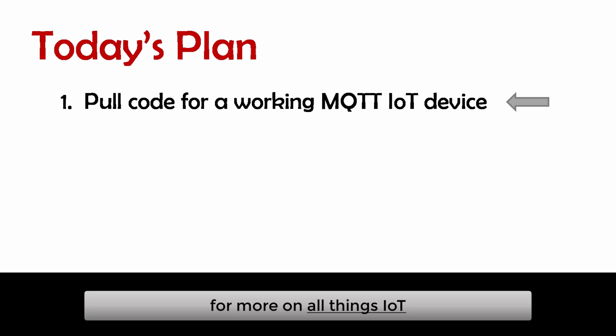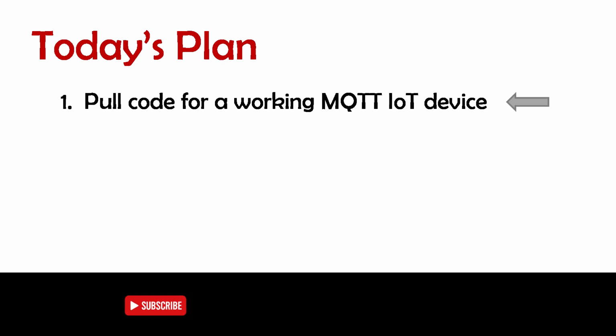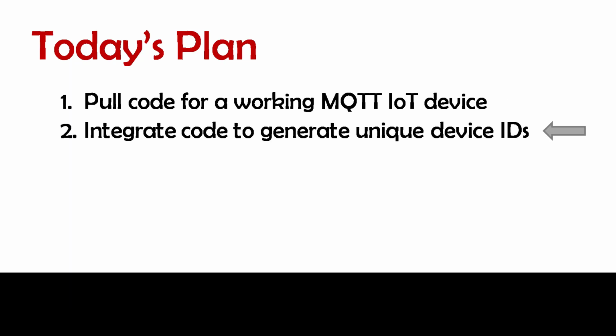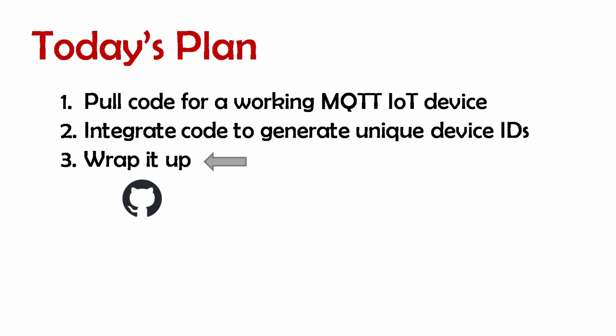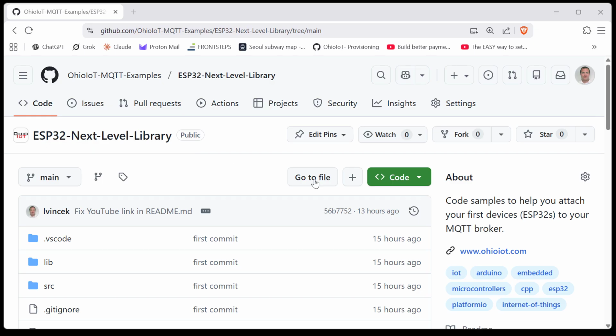Today we have a very singular focus. We're just going to pull down some code that emulates an IoT device. The details don't matter. We're not doing MQTT today. We're just going to integrate some new code that generates a unique device ID. And when that's done, we'll wrap it up, which means put it in GitHub. So let's pull that code down now.